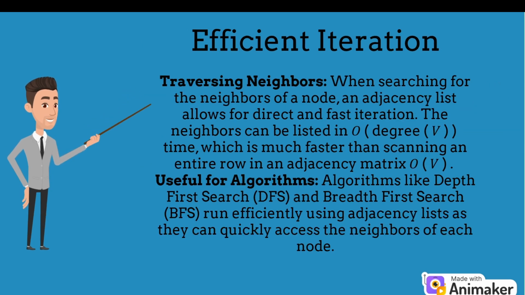Efficient iteration, traversing neighbors. When searching for the neighbors of a node, an adjacency list allows for direct and fast iteration. The neighbors can be listed in order of degree V time, which is much faster than scanning an entire row in an adjacency matrix, order of V. Useful for algorithms. Algorithms like depth first search and breadth first search run efficiently using adjacency list as they can quickly access the neighbors of each node.